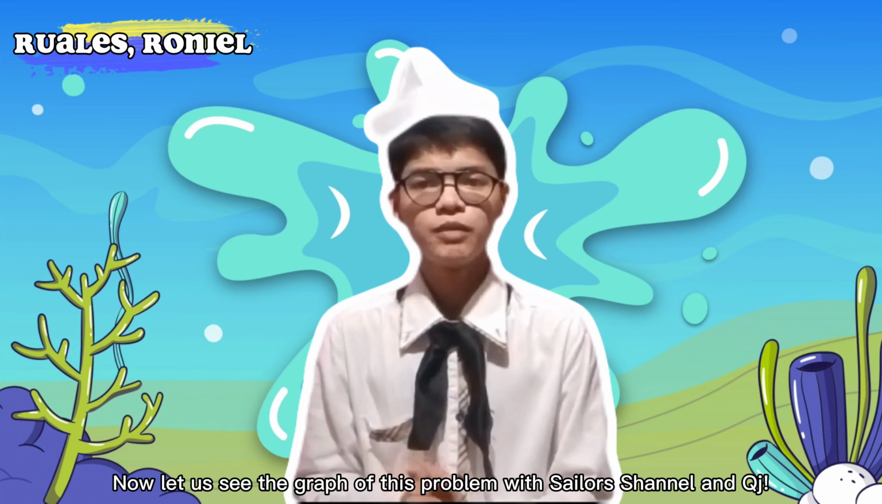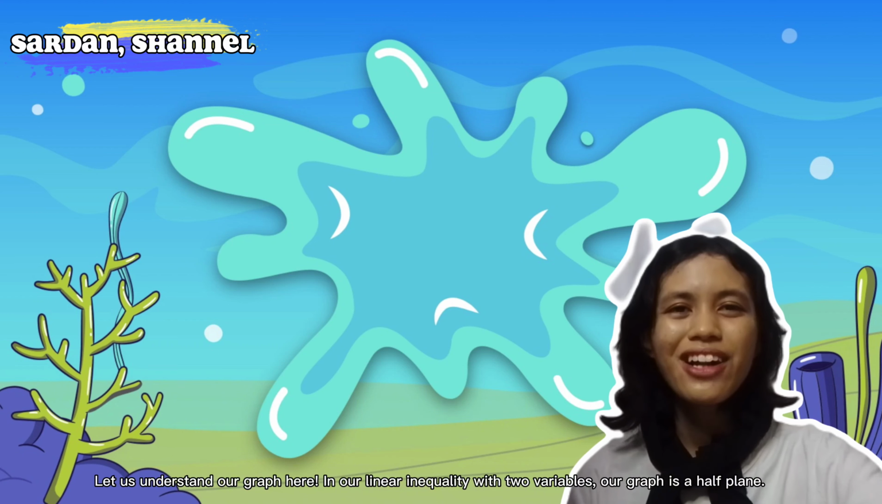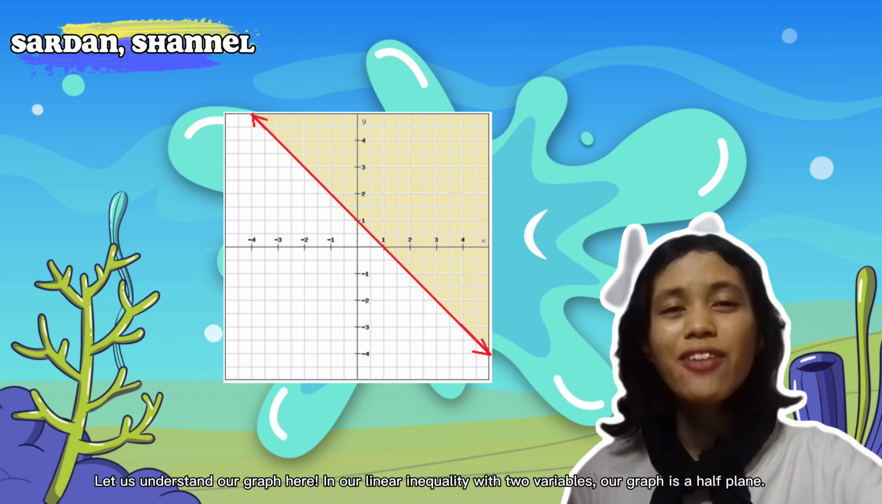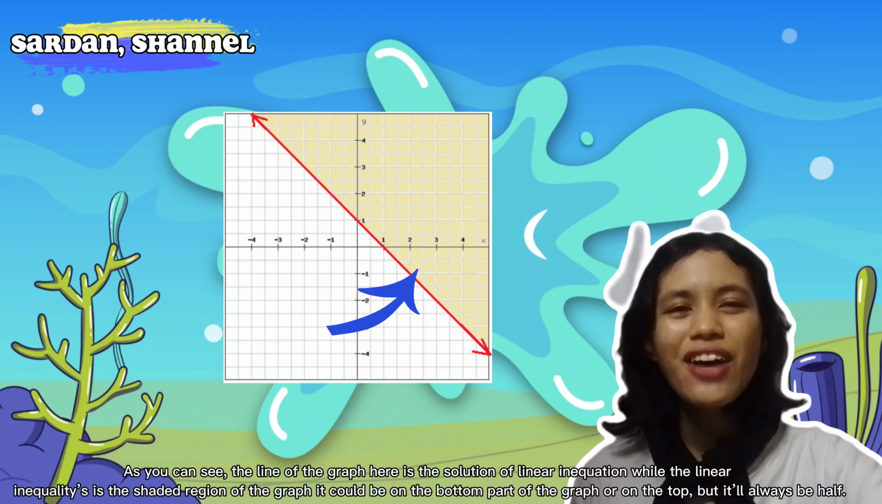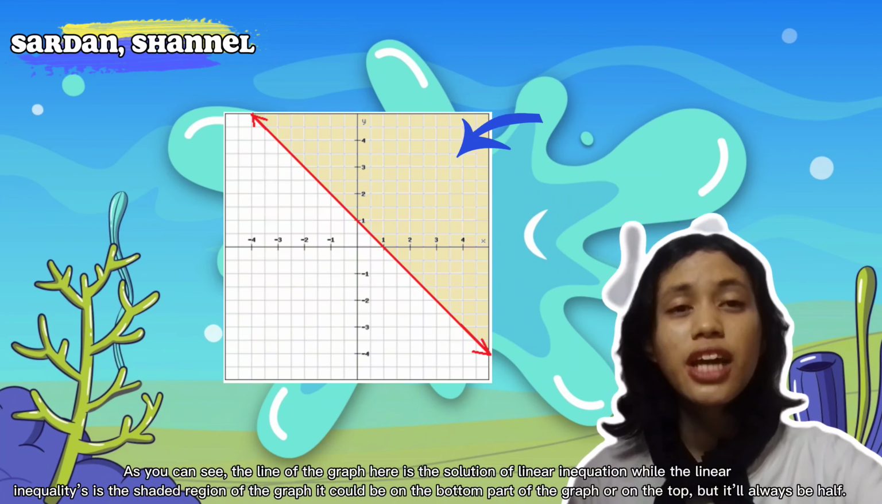Now let us see the graph of this problem with Sailor Chanel and QJ. Let us understand our graph here. In a linear inequality with two variables, our graph is a half plane. As you can see, the line of the graph here is the boundary of the linear inequality, while the solution of the linear inequality is the shaded region of the graph.